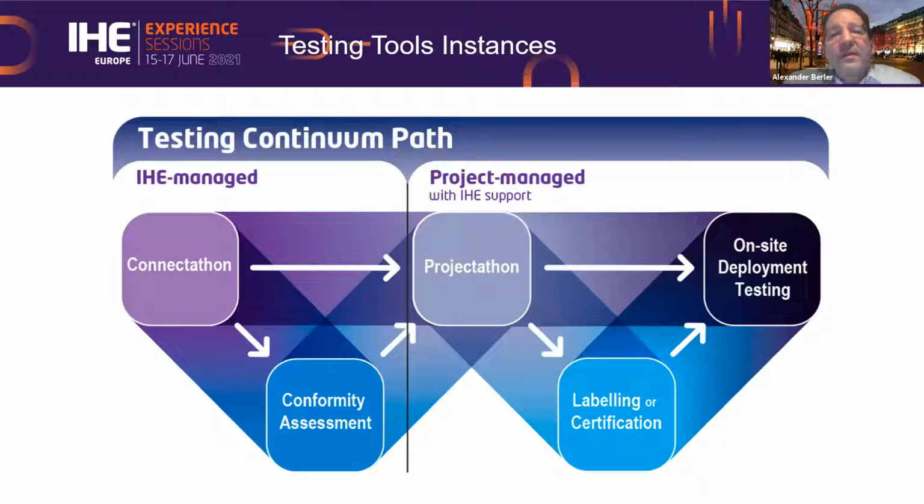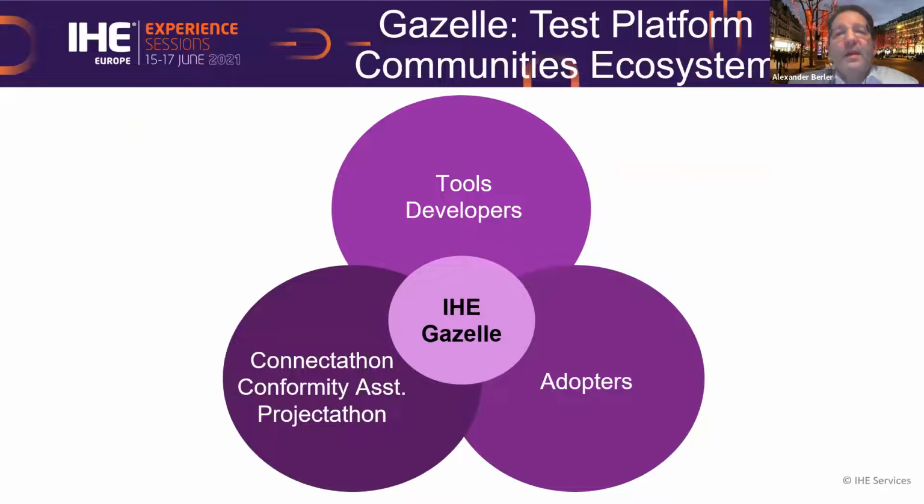Trying to map this in another nice drawing, we can see that we can have the same testing tools for different purposes, and we can increase at each level the thoroughness of the testing. Now, how we do all this? The basic component behind this is the ecosystem in testing, and all this is connected through the testing platform, which is Gazelle, and I guess most of you already know.